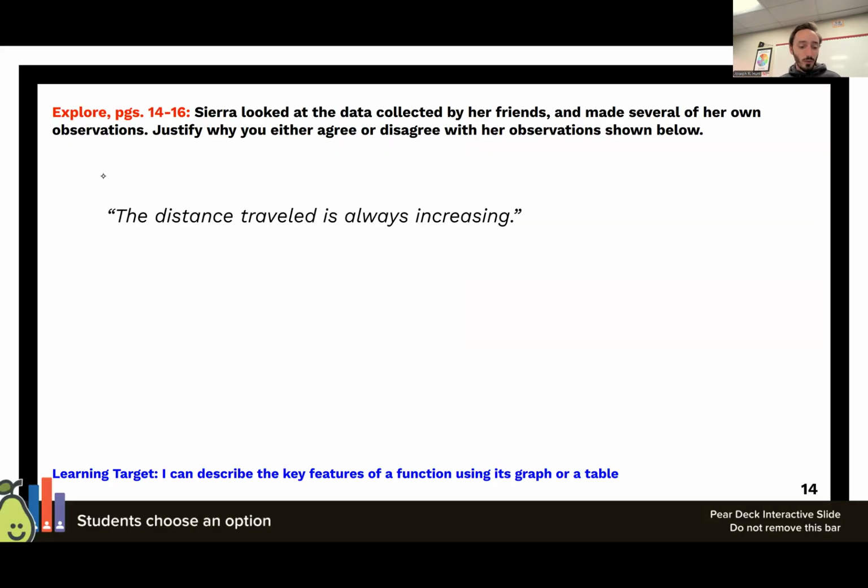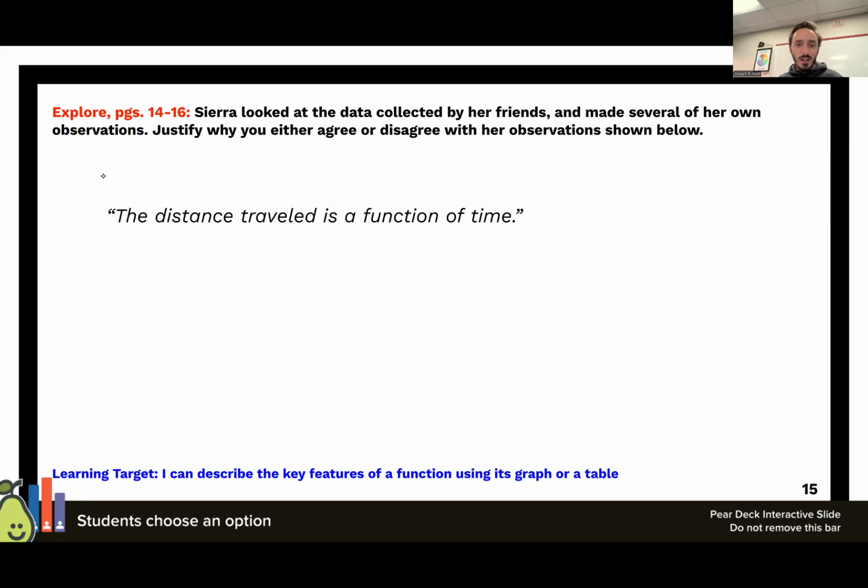If we look at the second question, the distance traveled is always increasing. I agree with that statement. Based off of what we saw from the graph, the river's not stopping and flowing backwards. It's only going one way. So it's impossible to stop moving unless they had something to anchor themselves with in the river, so they're staying put in some fashion.